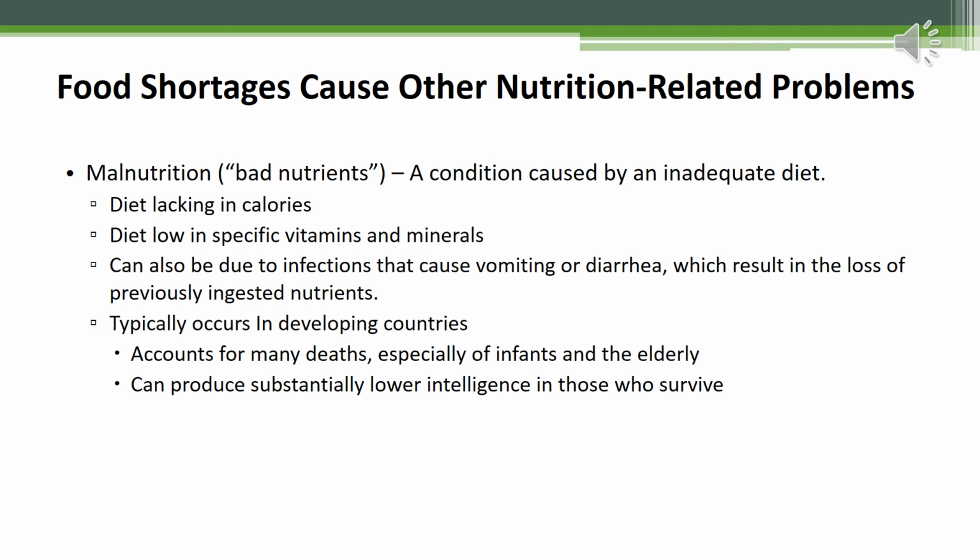So I should say that malnutrition can actually occur in an otherwise well-fed person just because they're not getting enough vitamins and minerals. And typically, malnutrition is associated with developing countries, and in these countries, it accounts for many deaths, especially of infants and the elderly, and it can also lead to substantially lower intelligence in those who survive.